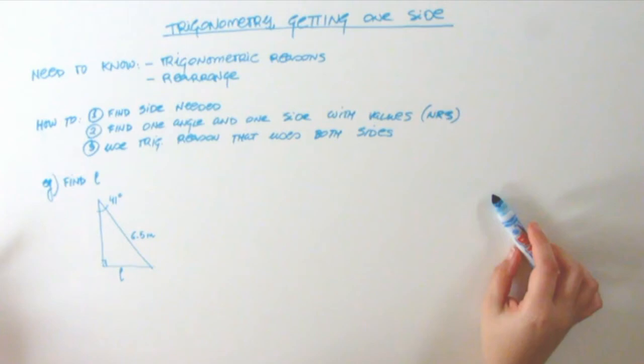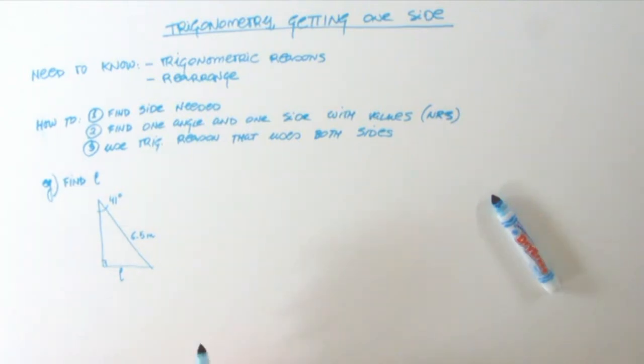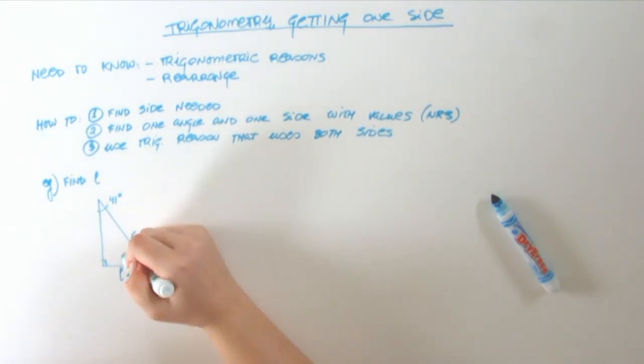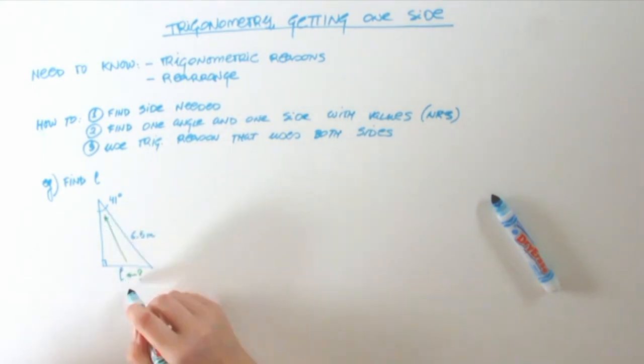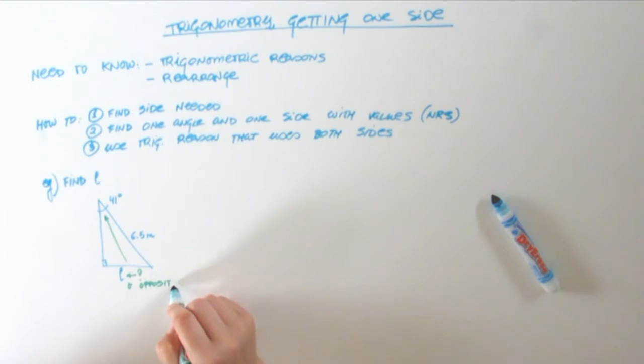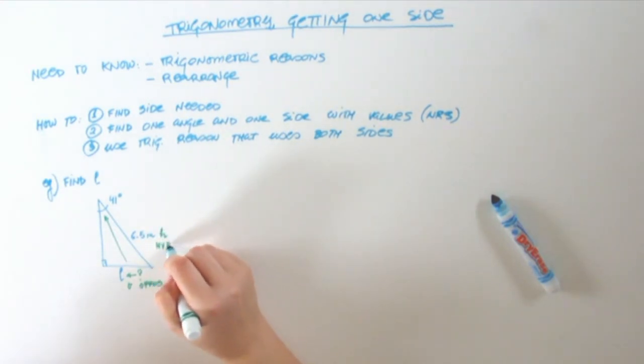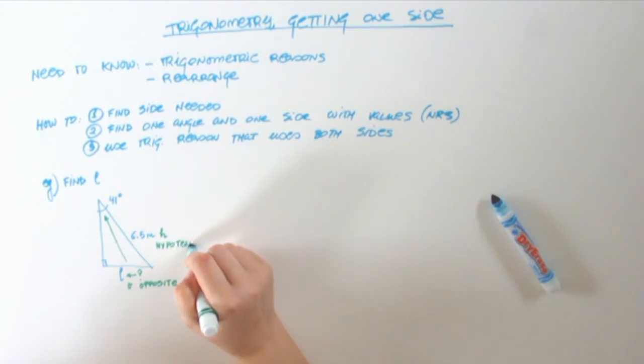I need to find the side that I need. This L here, I want. From the angle, that side is the opposite, the one that is not touching it. Then I need to find a side that I have values for. This 6.5 is the hypotenuse. And that angle I've got.